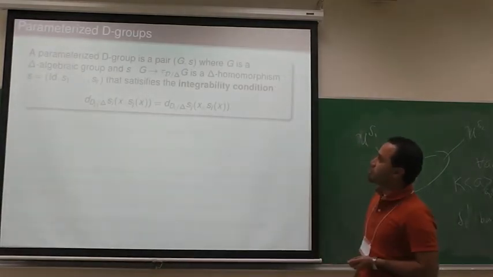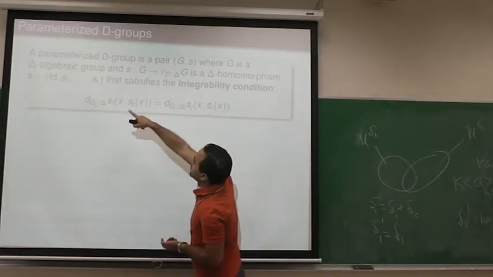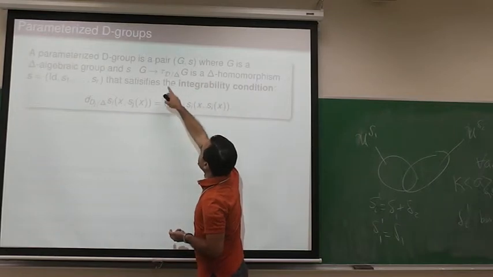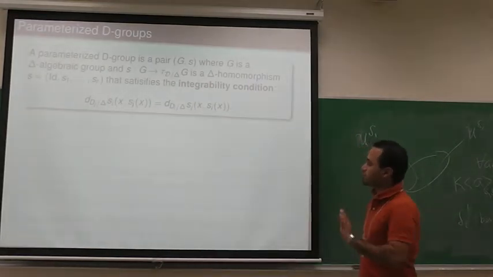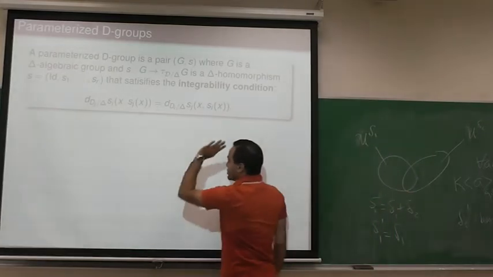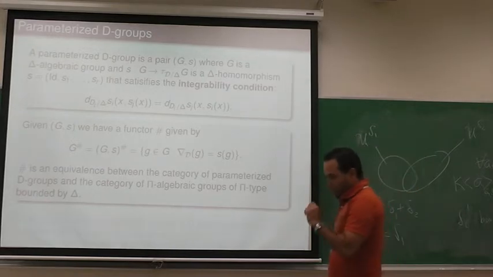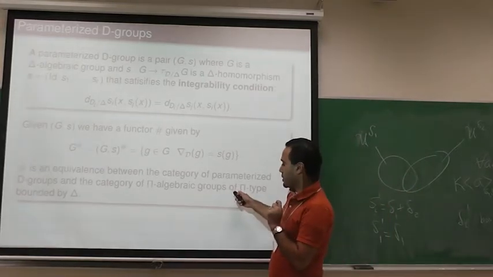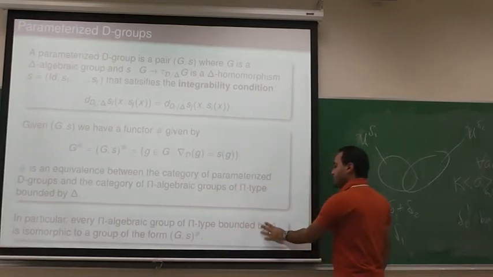And so what is a parameterized D-group? As I said, it's a pair of a delta algebraic group and a section into the prolongation. And it has to be integrable, but okay, I won't discuss why you need this condition. This for me is the most important part, this thing right here. And actually no, okay, this is important, but this is more important. This is the one that I'm aware of.